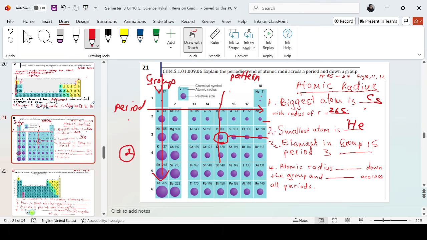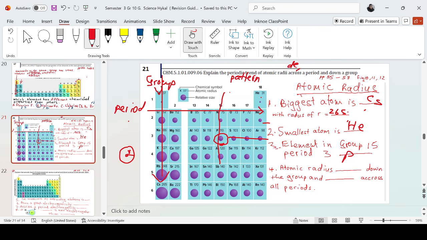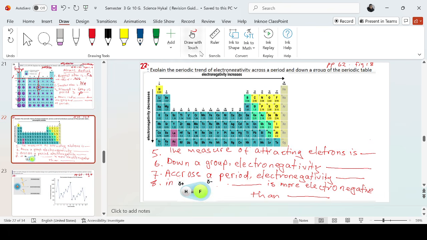So you must be able to use the periodic table. It's phosphorus. Check the atomic radius of this atom again. So when we go across the period, the atomic radius decreases, getting smaller. Down a group, the atomic radius gets bigger, increases. You can see when we go down, the radius is increasing.